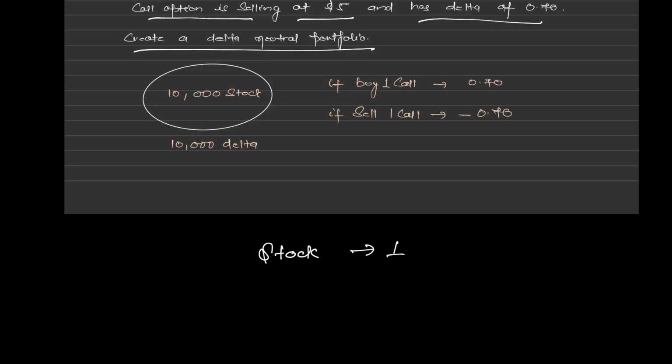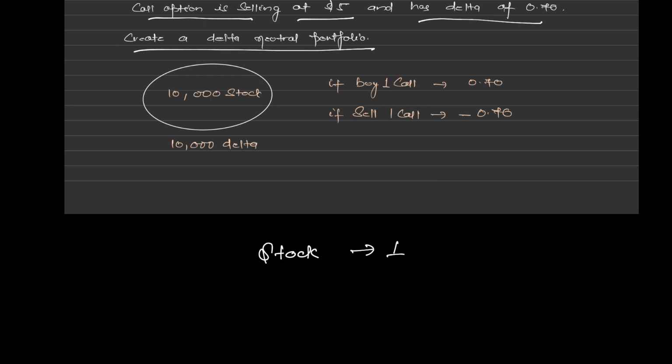It's 1. Why is it 1? What is the delta of a call? What is the delta of the put? What is the change in the call premium, or the change in the call value, due to 1 unit change in stock price? That is the delta of the call. The delta of the put is the change in the put due to 1 unit change in the stock price.